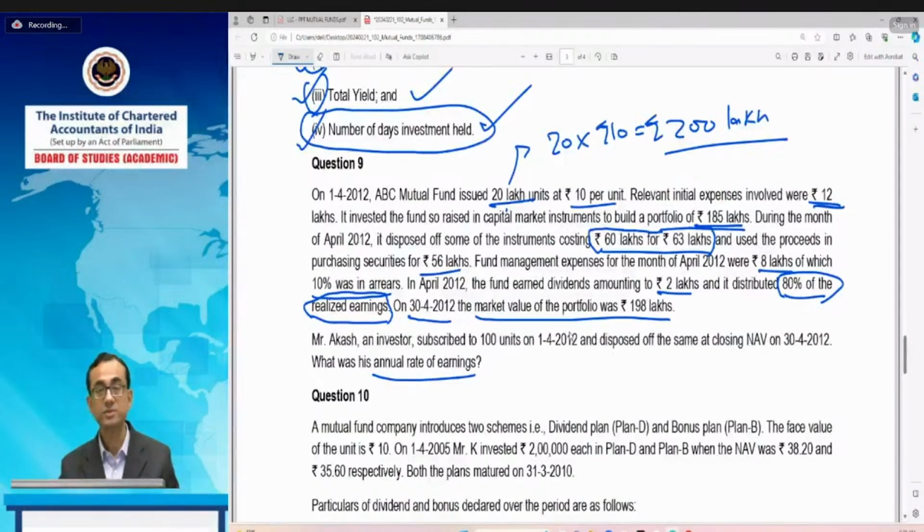Now in this question, what is missing? Missing is the closing NAV. Closing NAV is not given. It is only given that the market value of the portfolio was 198 lakh at the end of the month of April. So we have to calculate the closing NAV. Before closing NAV, there will be some portion of cash, so this calculation of cash is important. First of all, we will calculate the cash from whatever figures are given in the question. Then we will add the amount of cash to the market value of the portfolio to arrive at the closing NAV. Once we get the closing NAV, then we can get the return also, because by deducting the opening NAV from the closing NAV, we add dividend and capital gain, divided by the opening NAV, to get the return, as we did in the earlier questions also.